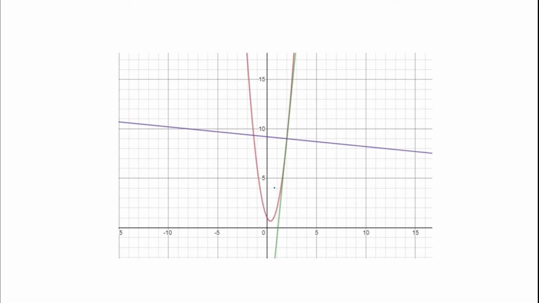If we graph this one, this part would be our x plus 10y minus 92 is equal to 0. And this is the curve, which is y is equal to 3x squared minus 2x plus 1. And this green one is 10x minus y minus 11 is equal to 0. So this is the graph of the first problem. So let's proceed with the second problem. In the same way, we have to find the tangent and the normal.